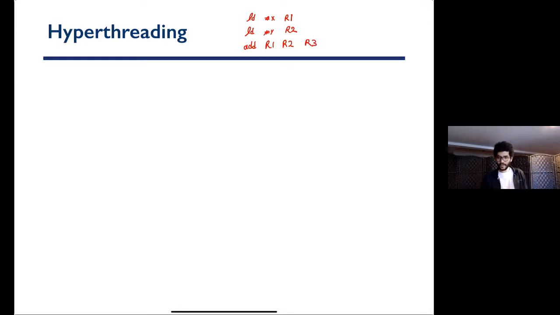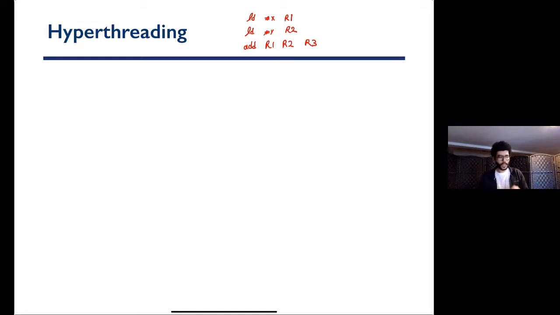Okay, so I have 3 instructions here. Instruction 1 and 2 are kind of independent, right? I can load address X to R1, and I can load address Y to R2. These are independent. But when it comes to the third instruction, there is dependency. It depends on both of the first 2 instructions. So I cannot execute the third instruction unless I'm done with loading X and Y to R1 and R2.